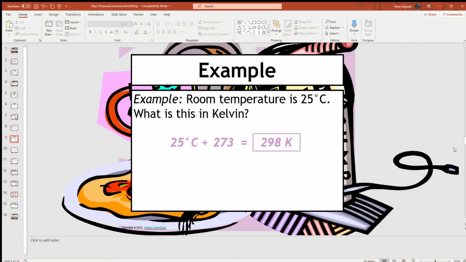So the example here is the room temperature is 25 degrees Celsius. What is this in Kelvin? So all we're going to do is use that formula that we figured out, degrees Celsius plus 273. Go ahead and plug in your 25 degrees Celsius, and that is going to equal 298 Kelvin. And remember, Kelvin does not have a little degree symbol like Celsius and Fahrenheit, so just watch out for that.